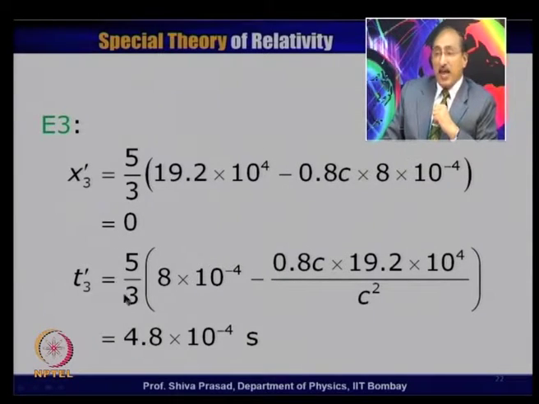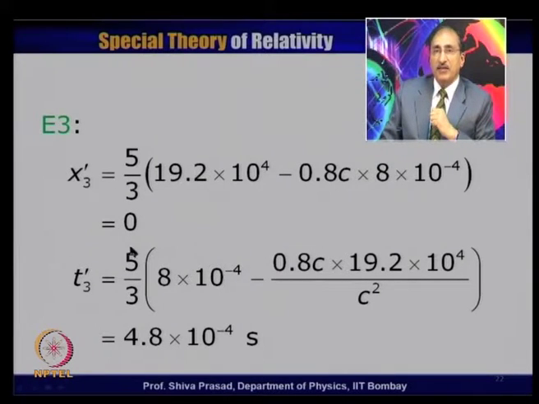Let us look at the time t3 prime. t3 prime is equal to gamma, 5 by 3, times t, which is 8 into 10 to the power minus 4 second, minus V, which is 0.8 c, the relative velocity between the frames, times 19.2 into 10 to the power 4 meters, divided by c square. That is, gamma (t minus Vx divided by c square). If you calculate this number, it turns out to be 4.8 into 10 to the power minus 4 seconds.